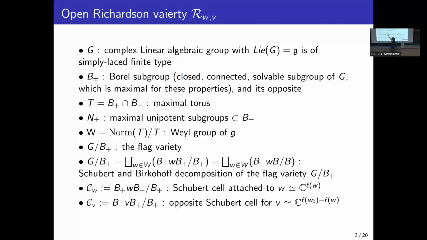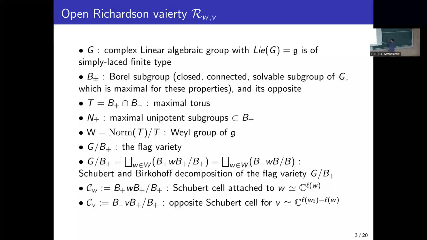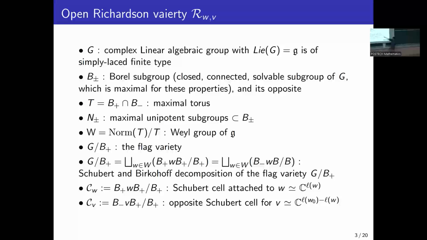So here W is a Weyl group element. In this example, this is nothing but a symmetric group element. Then this set of cosets is called the Schubert cell attached to W. And it's known that this Schubert cell is an affine space, so the dimension is given by the length of the Weyl group element W. And if you consider the opposite Schubert cell, then it is again an affine space. This time, the dimension is given by the difference between the length of the longest element and the length of the element V. I'm sorry, this is V, not W.